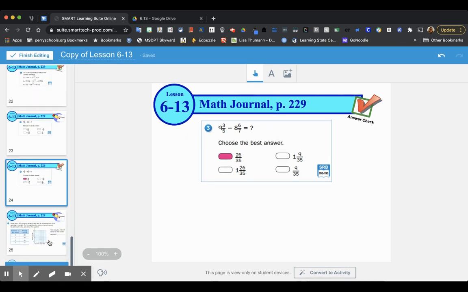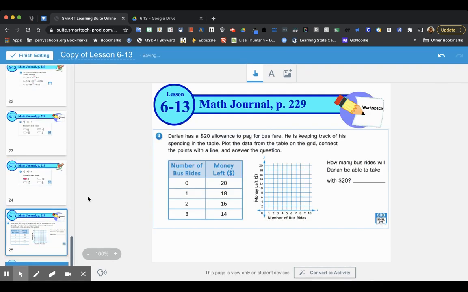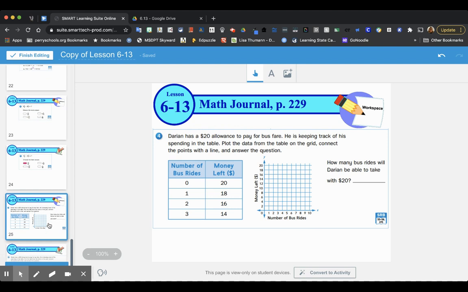And I believe our last one here, Darian has a $20 allowance to pay for bus fare. He is keeping track of his spending in the table. Plot the data from the table on the grid, connect the points with a line, and answer the question. So you see number of rides, money left, and you've got your graph here, and you need to answer the question over here. Pause your video, come back, and check.